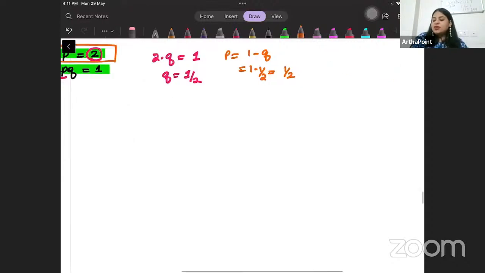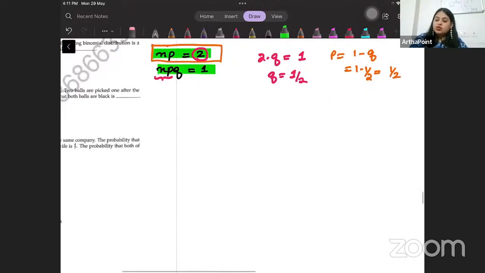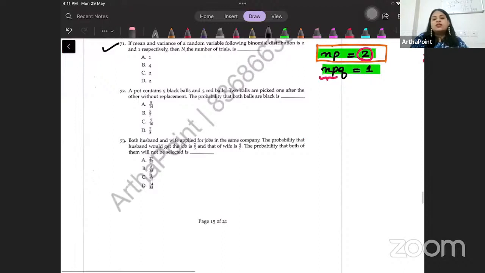So if I put the value of P in this equation, it is given to me that NP is 2. So N into half is 2. So what will be N? N will be 4. So the value of N will be 4. And that's the answer to your question. It is 4. Is this clear? Okay, come to the next question.